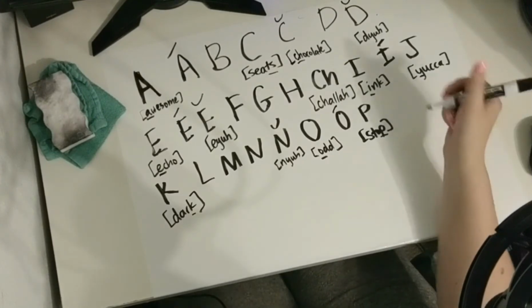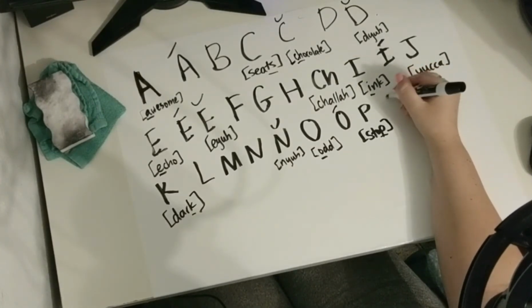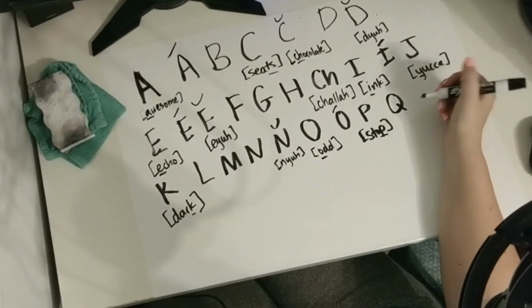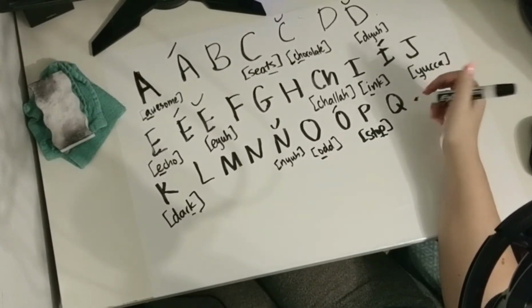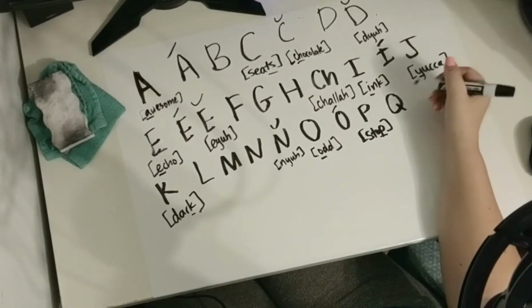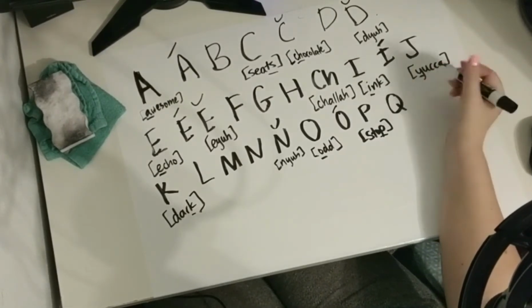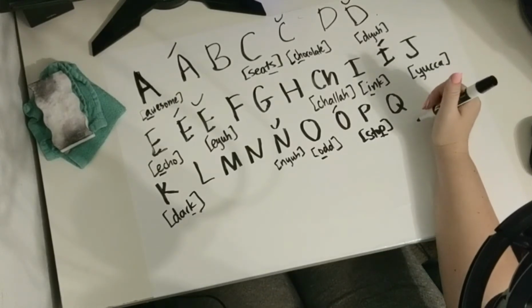Next we have Q. Now, Q does not exist in the Czech language. It's only there for foreign words, so it's pronounced exactly like Q in English or any other foreign language, Spanish, you know, other languages that use Q. So it's the same pretty much.